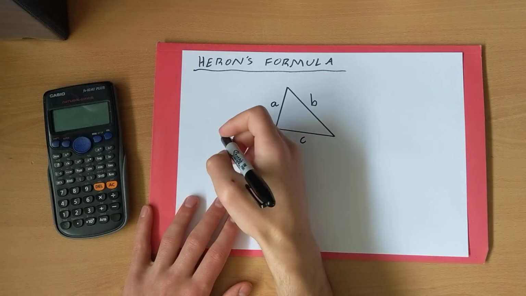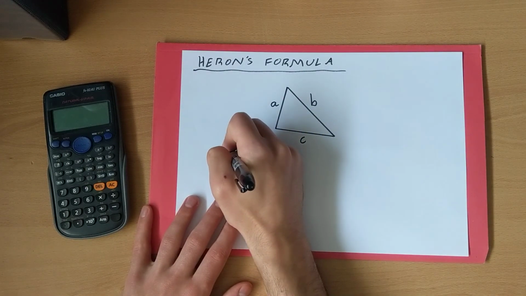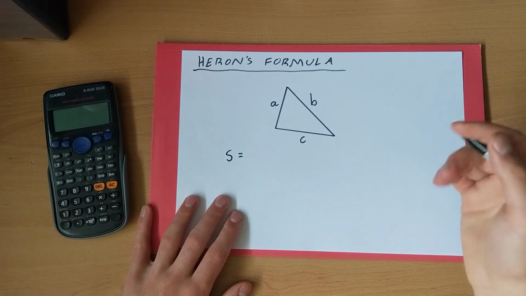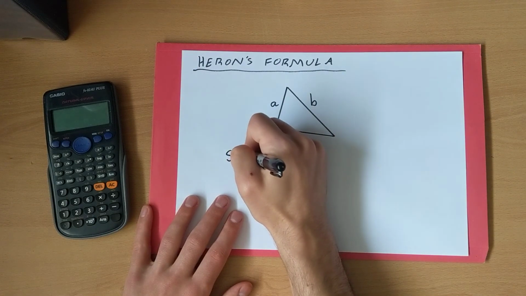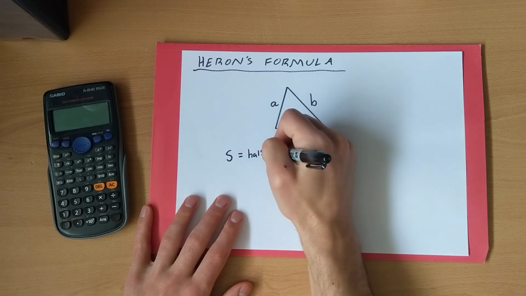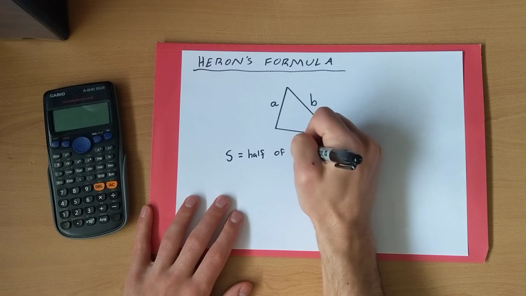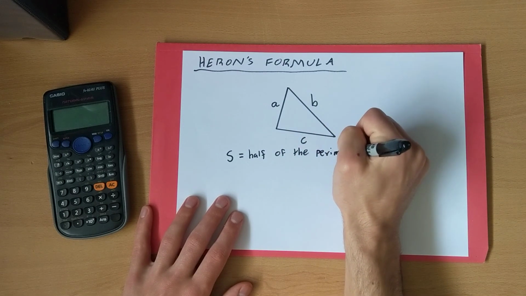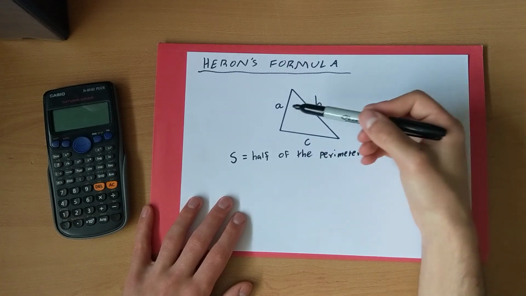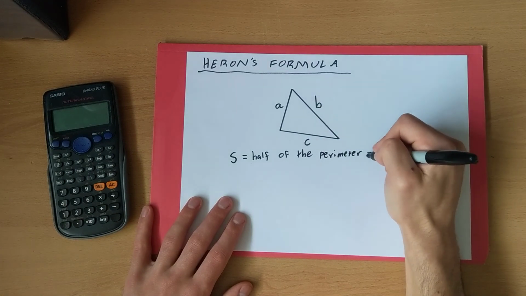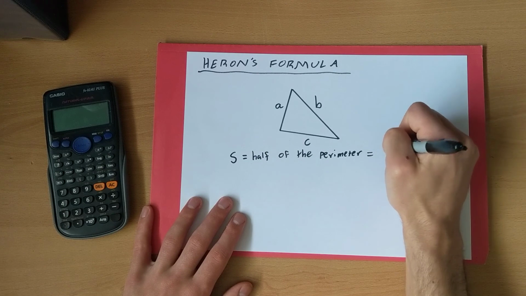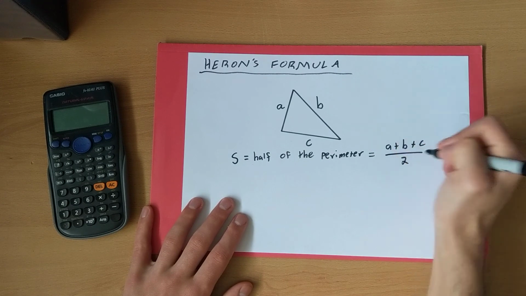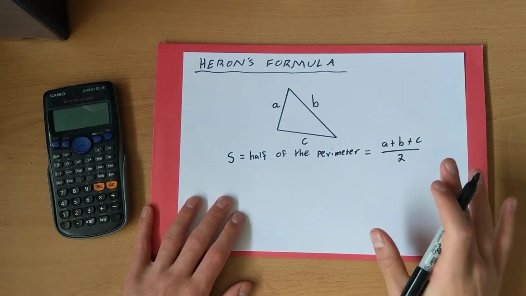And it relies on this thing that we label with an S, S standing for semi-perimeter, or half of the perimeter. So S, the semi-perimeter, is half of the perimeter of a triangle. So if the side lengths are A, B, and C, then half of the perimeter is going to be (A + B + C) divided by 2. So that's this thing S.